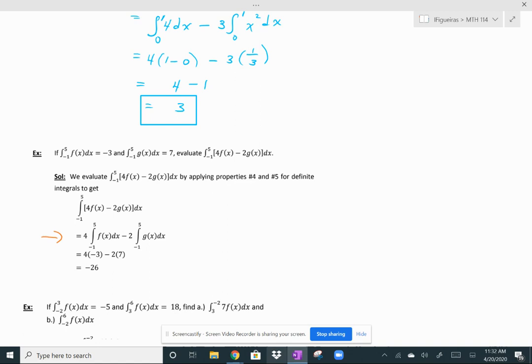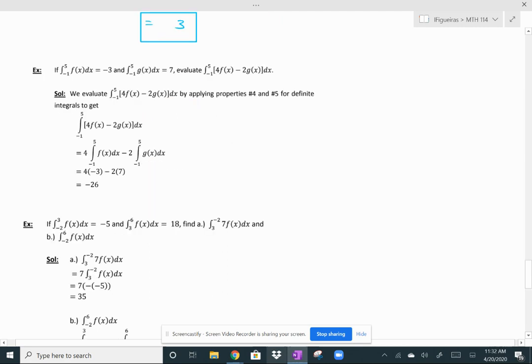Now I know what these 2 integrals are equal to. That's given in the original problem. So in the next line, I'm just substituting what those values are. So I have 4 times -3 minus 2 times 7, and that gives you -12 minus 14 for a final answer of -26.